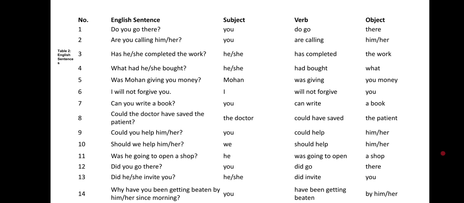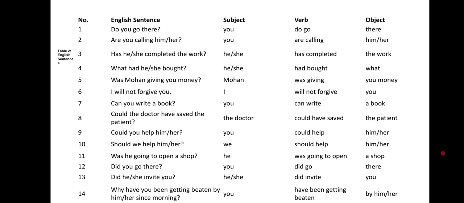Can you write a book? Yes, you can write a book. You is the subject here. Can write is the verb here. A book is the object here. Could the doctor have saved the patient? The doctor is the subject here. Could have saved is the verb here. The patient is the object here.